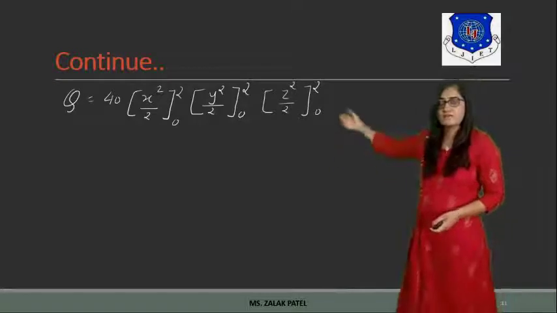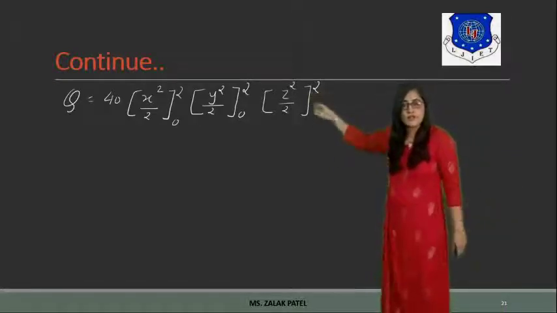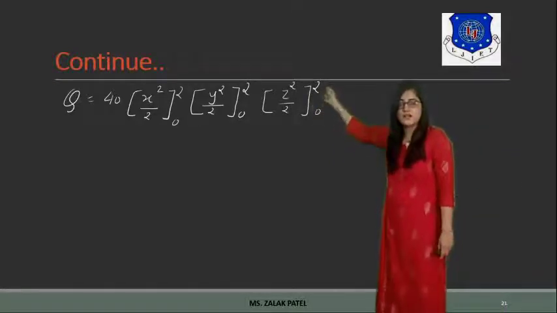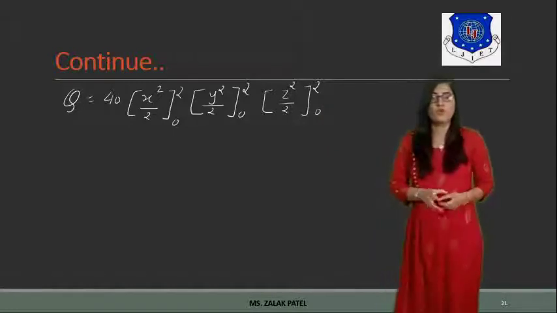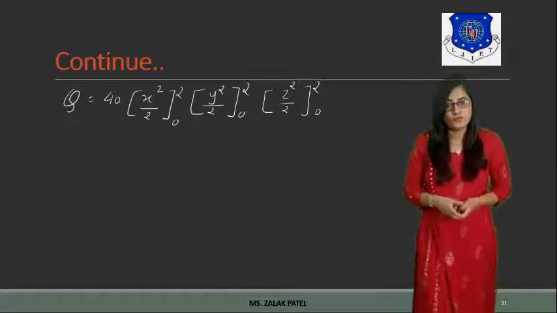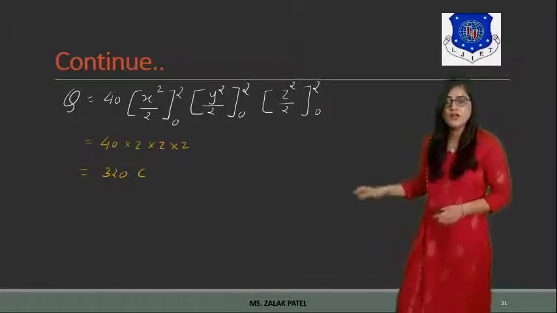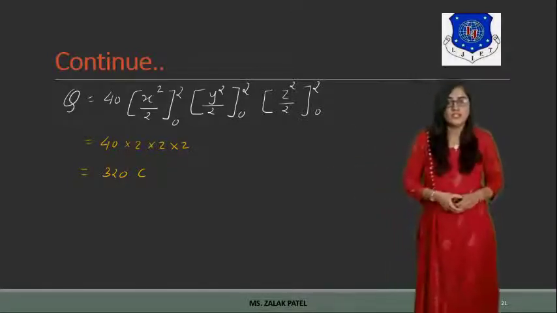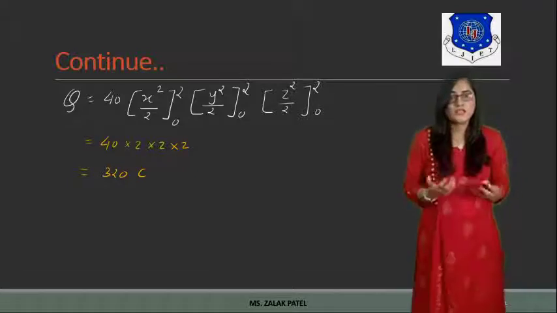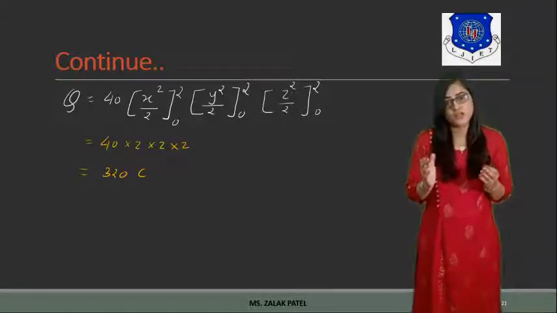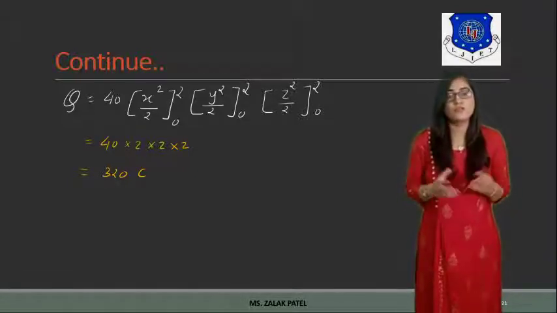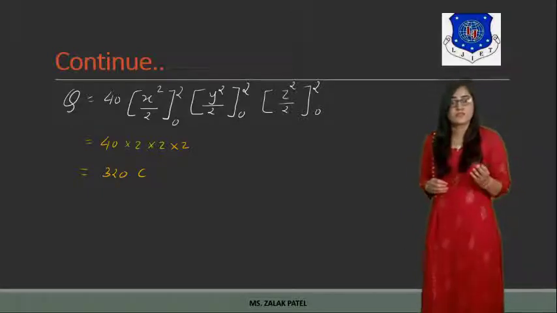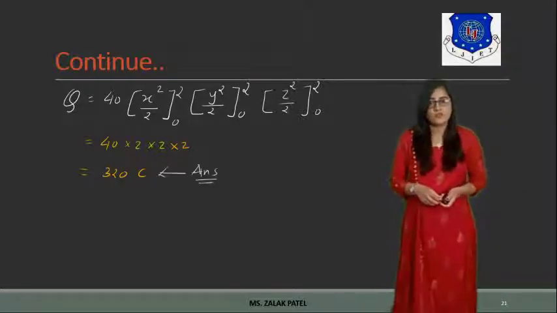So it will be like this: 40, x gives x square by 2, y gives y square by 2 and z gives z square by 2. The limit of all is 0 to 2. If you calculate it, it gives the answer for the charge, that is 320 coulomb. So this is how you can find the total charge in case of volume distribution, as well as for the line distribution and the surface distribution.